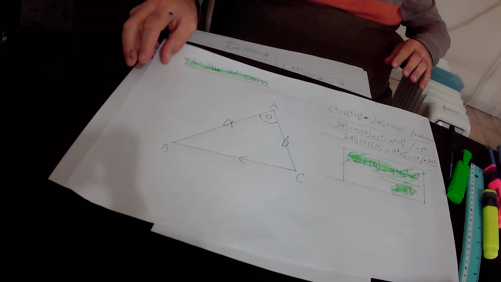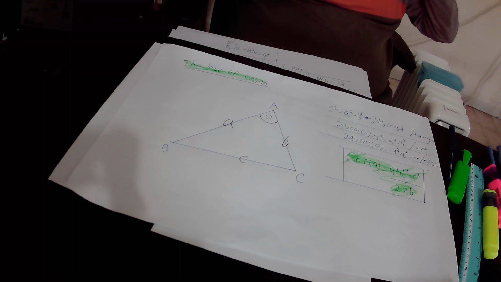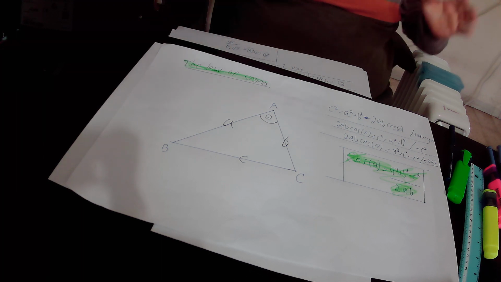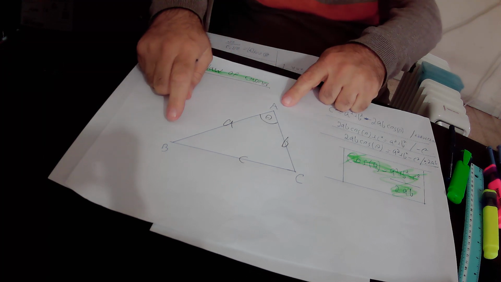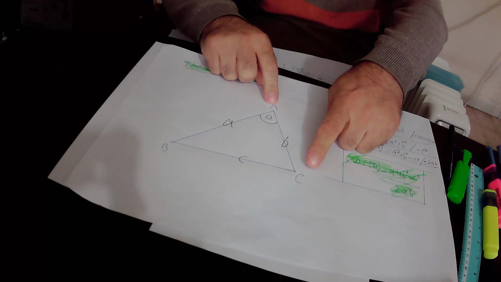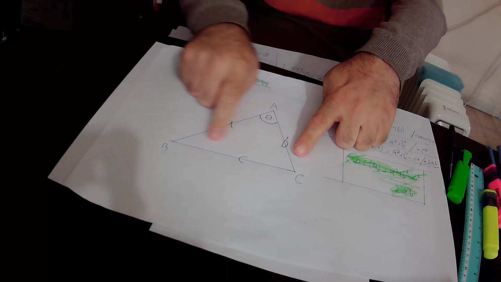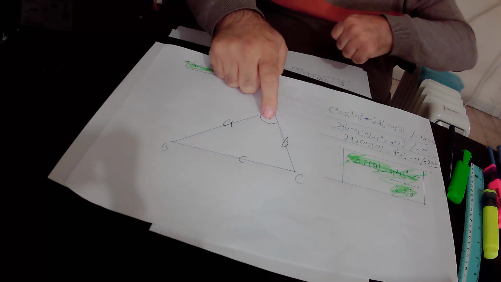that is the law of cosines. The law of cosines is true in any triangle, so this triangle ABC could be any triangle. The length of side AB is C, the length of side AC is B, and the length of side BC is A. This angle BAC equals theta.